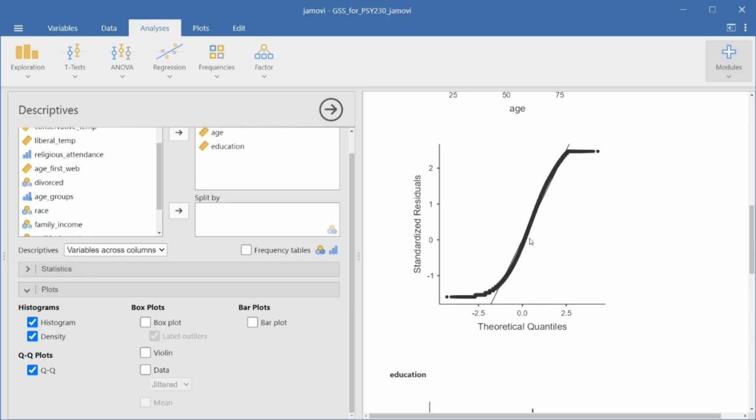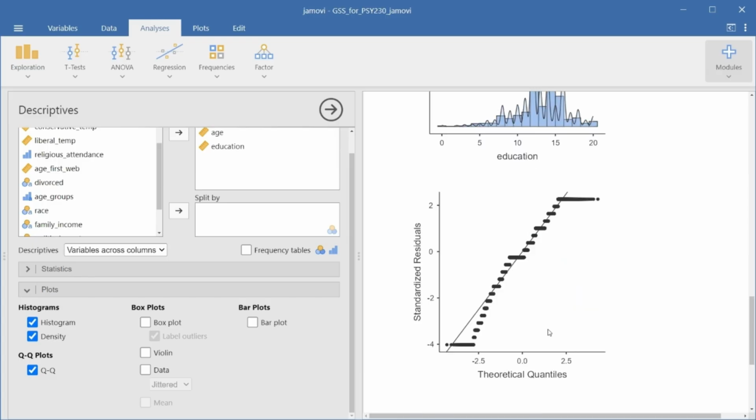Age. Through the middle, the dots track the line closely. At the ends, they pull away. That's the flatness we measured. The tail's not reaching as far as normal would predict. But this is a good-looking QQ plot. If someone asked whether age is approximately normal here, I'd say yes.